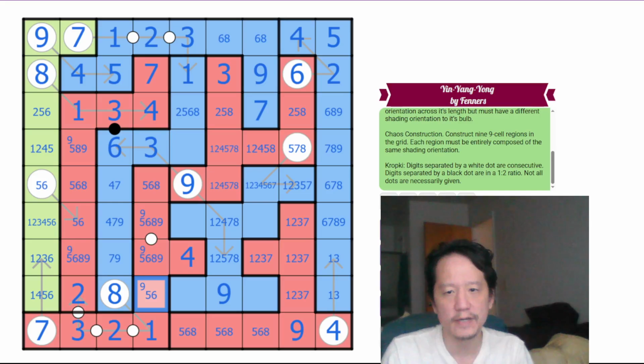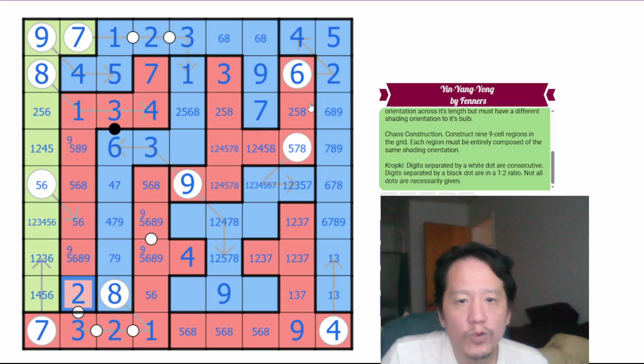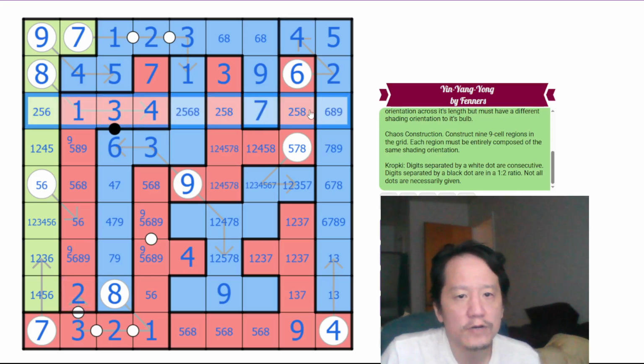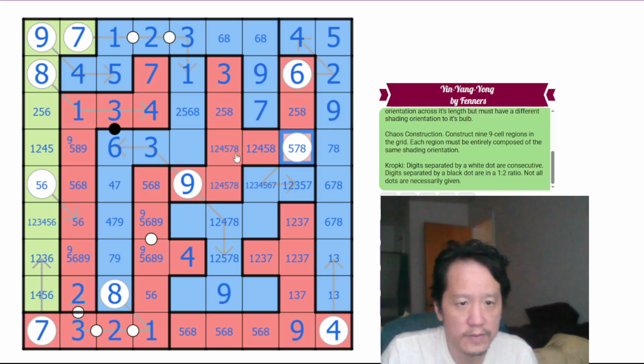This cannot be 9 because of a 9 in there in the row. This can't be 2 because of this 2. Where is the 9 in row 3? It has to be here. So this is 9, which means this can't be 9 and this can't be 9.